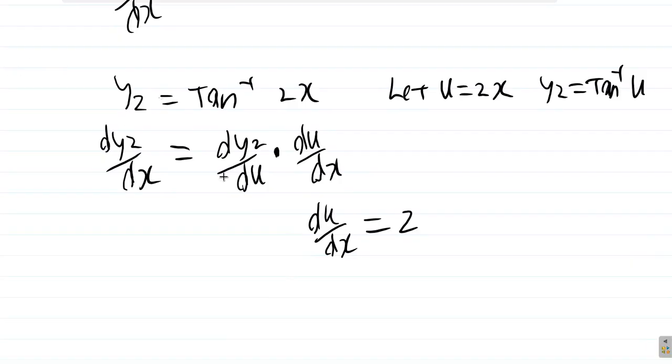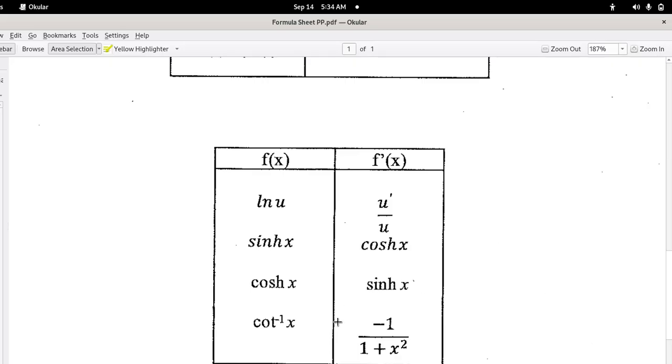Now what about dy2 by du? What is it? Tan inverse of u. Let's check our formula sheet. Alright, our formula sheet is not tangent inverse of x that it shows. It shows a cotangent inverse of x. Right? I don't know why they leave out the tan inverse of x. Probably to just give you a hard time, but anyway. The thing is, we have cotangent inverse of x.